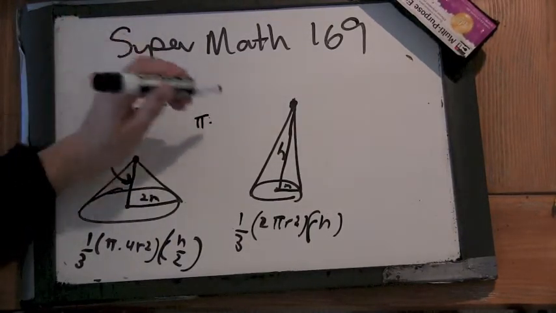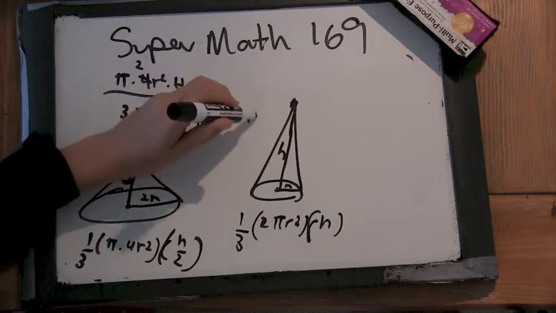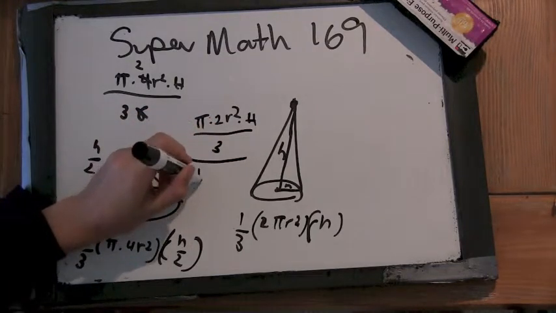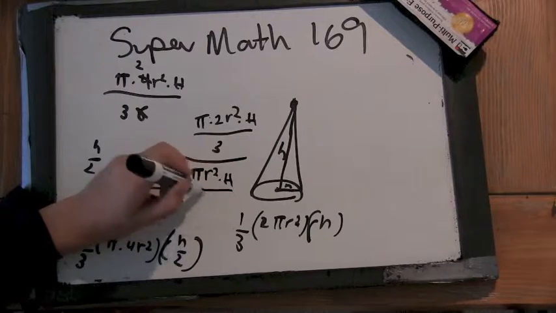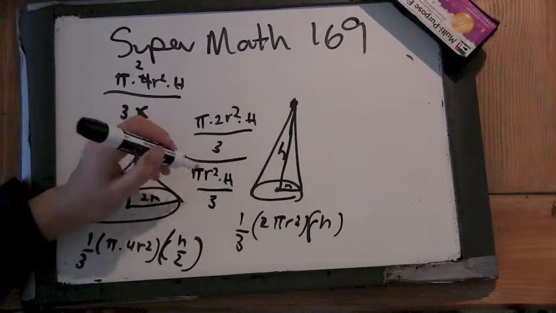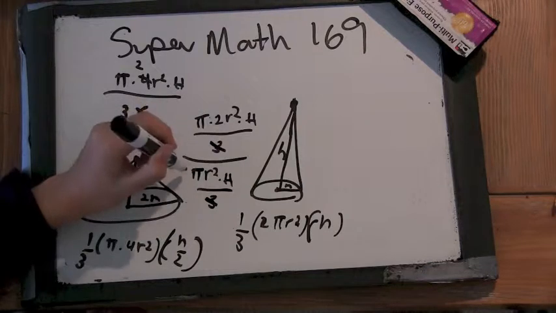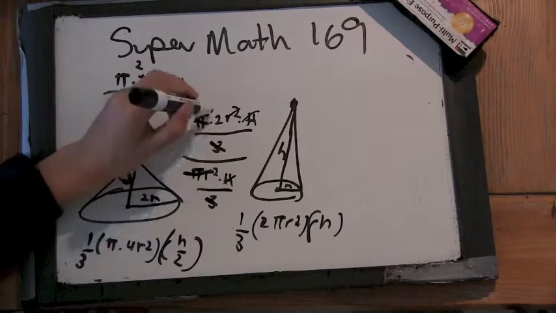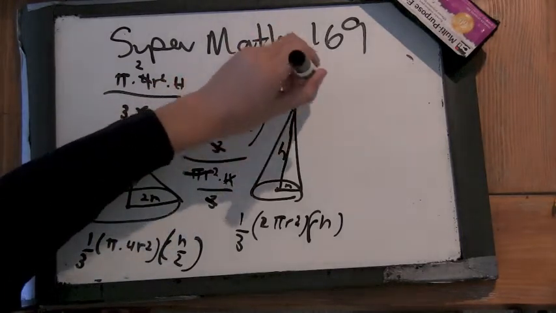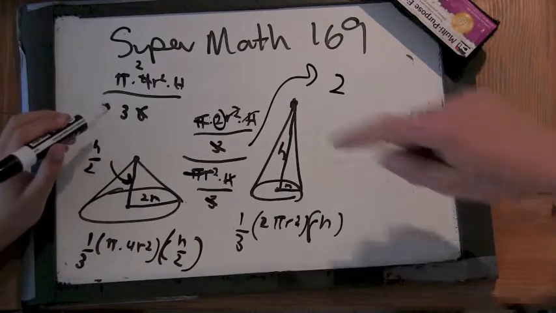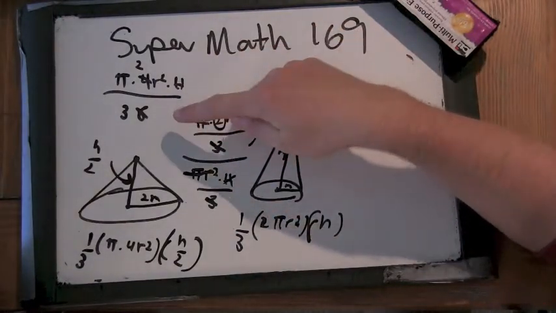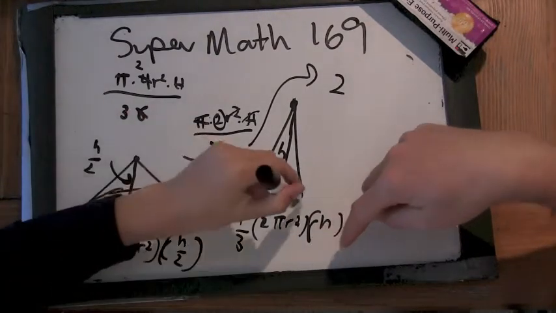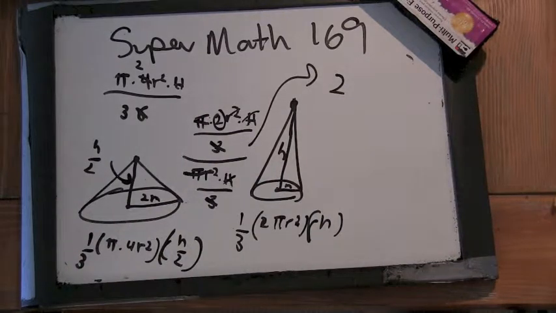So pi times 2r squared times h over 3, over pi r squared times h over 3. Well, these over 3's cancel. The pi r squareds cancel. The h's cancel, so it's 2. Okay. And that makes sense because this formula, 2 pi r squared h over 3, is exactly this formula, pi r squared h over 3, except with an extra times 2.